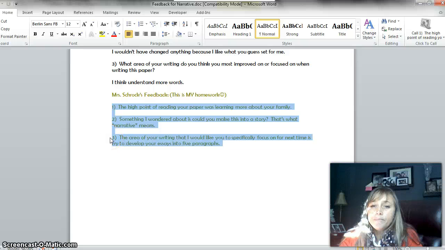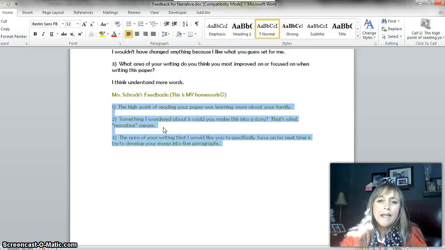And the third part is a goal for next time. So the wonder about part, obviously in this one I used it as a teaching moment. She was supposed to write a narrative and she really didn't. But I clarified narrative. Do you know what narrative means?